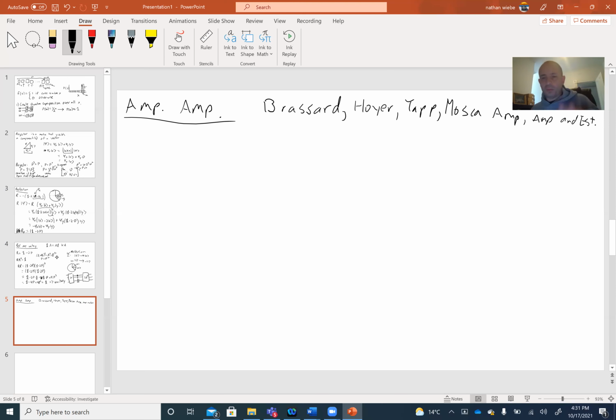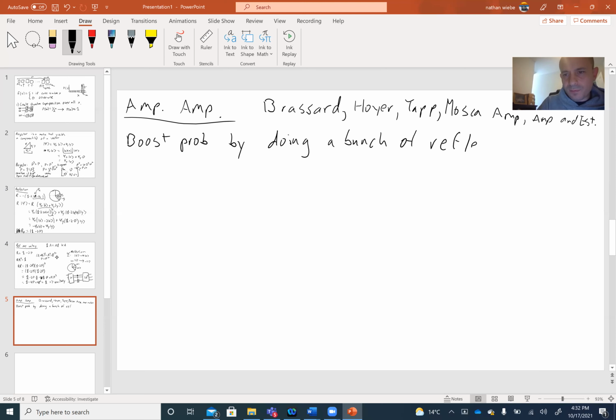This paper is a beautiful paper that you can read that will go through many of the details that I go through. But in any case, the whole key idea of amplitude amplification is that we would like to boost probability by doing a bunch of reflections.